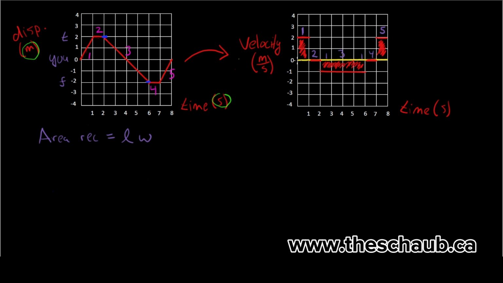And we have a width of 1 second. As I stated before, the units are the key to physics, especially when we're analyzing graphs. So let's keep our units through this area calculation. So we have a length of 2 meters per second in our first segment and a width of 1 second. 2 multiplied by 1 is 2.